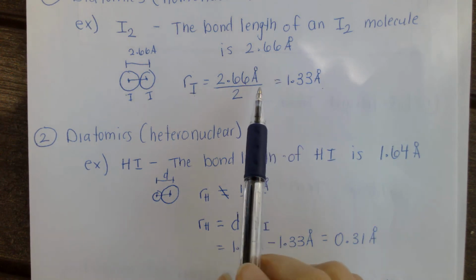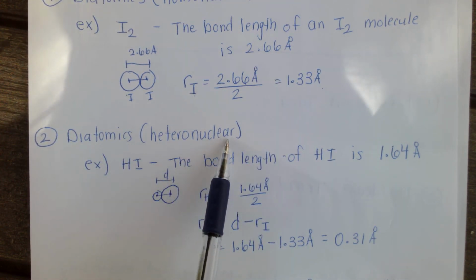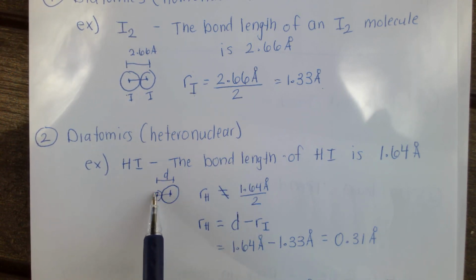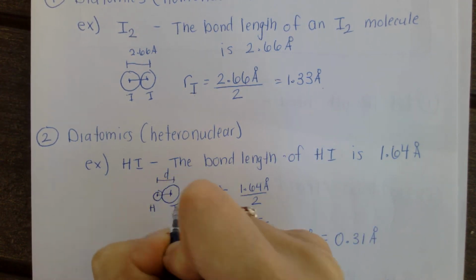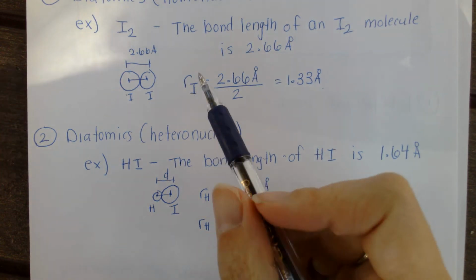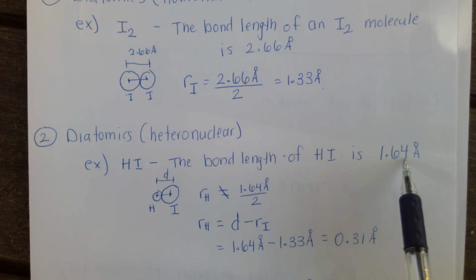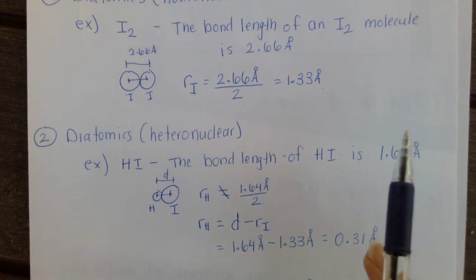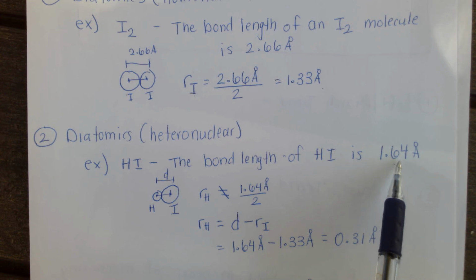After we know that, we can use it in what we call a heteronuclear bond, something like HI. For HI, hydrogen is a lot smaller than iodine. This one here is H, and this one here is I, much, much smaller. So we can't just measure this and divide it by 2. The bond length is 1.64. If we took 1.64 and just divided that by 2, we would get 0.82. That doesn't match what we would have here, so that can't be correct.